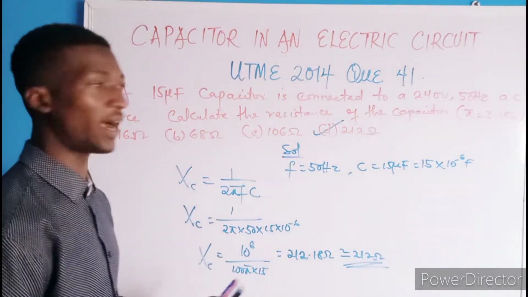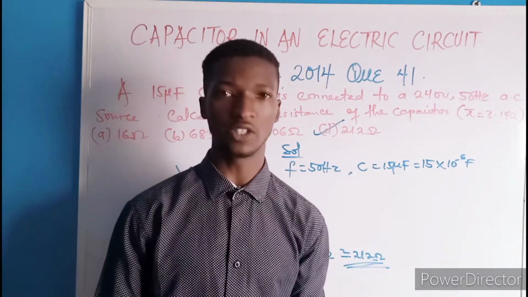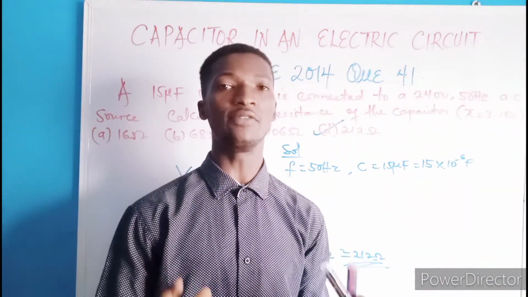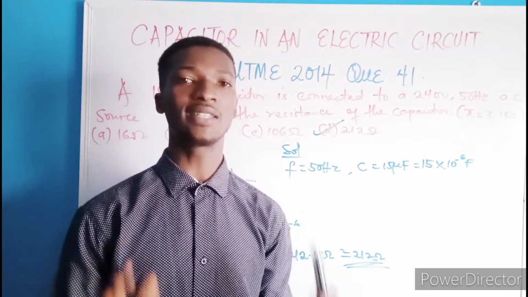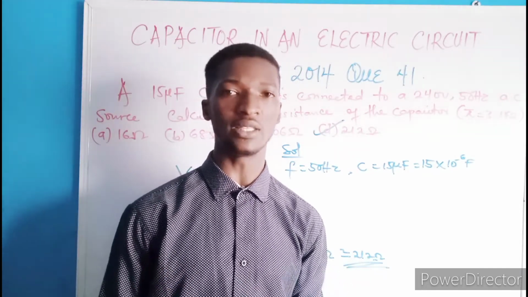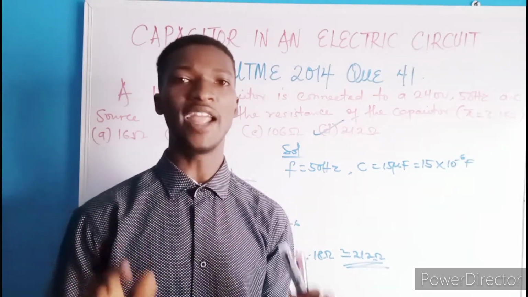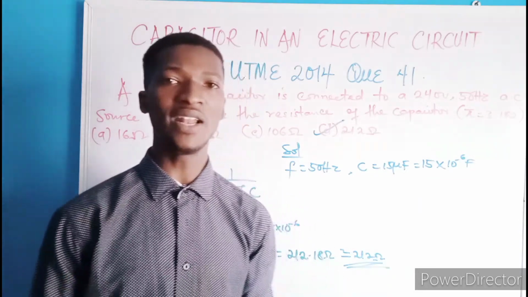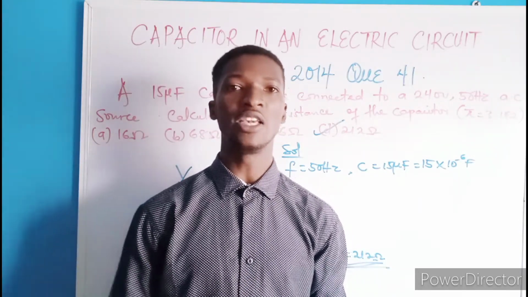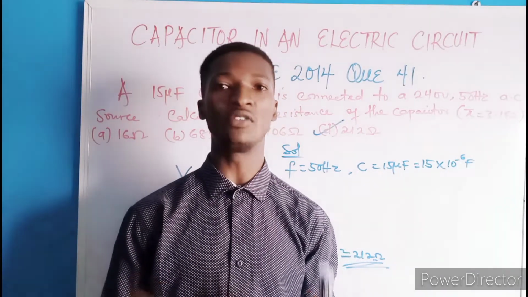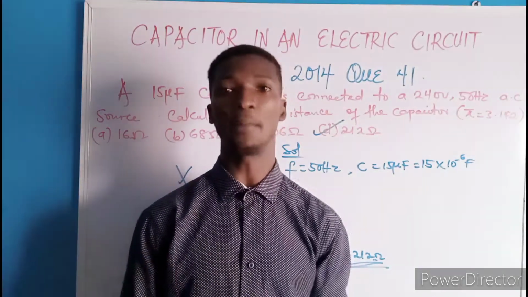Now let's take the aspect whereby we deal with the arrangement of capacitors in an electric circuit. Capacitors can be arranged in two different ways in an electric circuit. It can be in series or in parallel. When it is arranged in series, the capacitors are arranged end to end, and the equivalent capacitance is equal to the summation of the reciprocal of the individual capacitances of the capacitors.